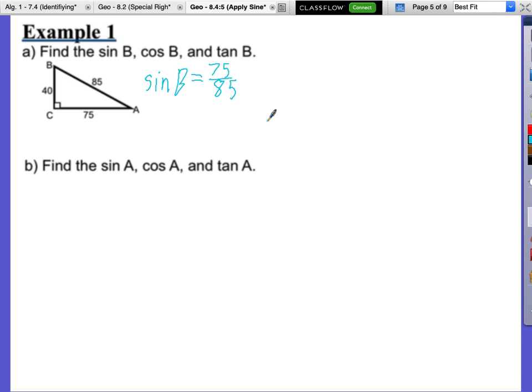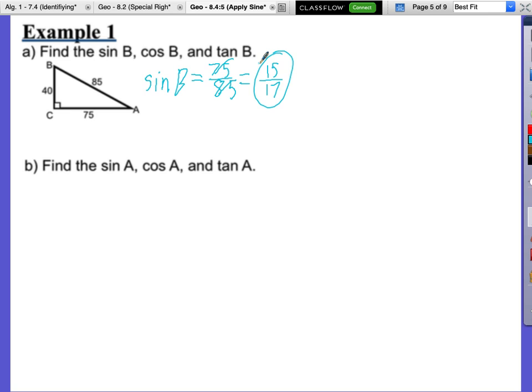So, can we reduce this fraction? Yes, let's reduce it. It's going to be divided by 5. What's 75 divided by 5? 15. 85 divided by 5 is 17. Can we simplify that anymore? No. Sine of B is 15 over 17. I'm going to find cosine B and tangent of B, and then I actually want you to find sine of A, cosine of A, and tangent of A as well.